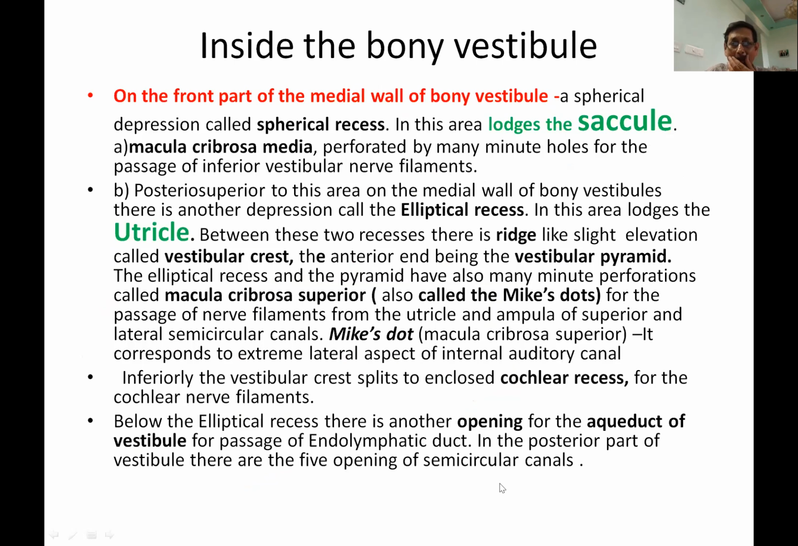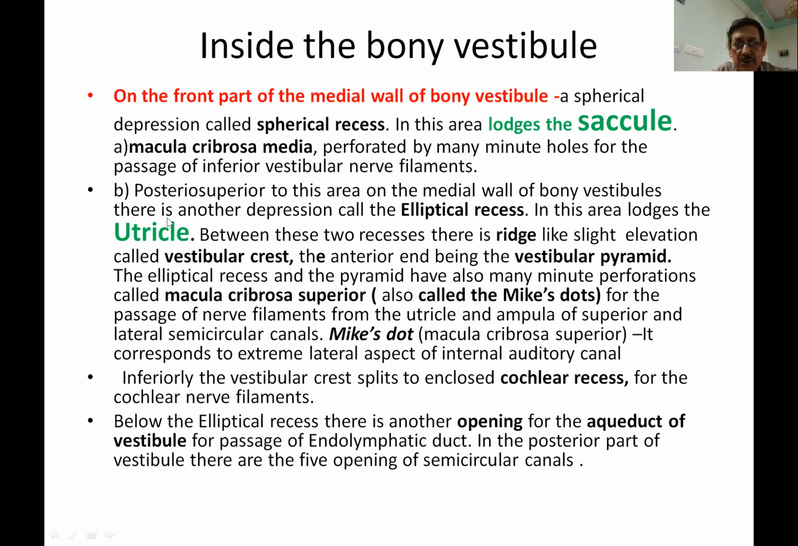Now, in the front part of the medial wall of the bony vestibule is a spherical depression called the spherical recess. So the anterior part of the bony vestibule is the spherical recess. That is a depression, an area which lodges the saccule. The macula cribrosa media is perforated by minute holes for the passage of the inferior vestibular nerve filaments.